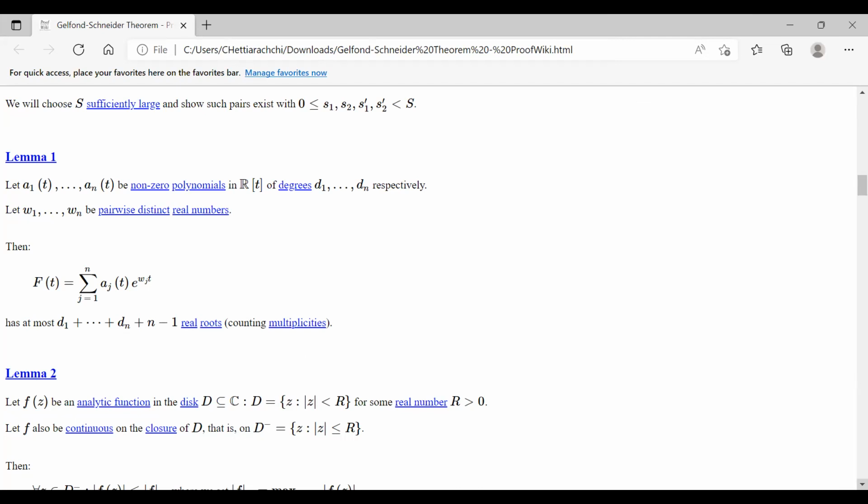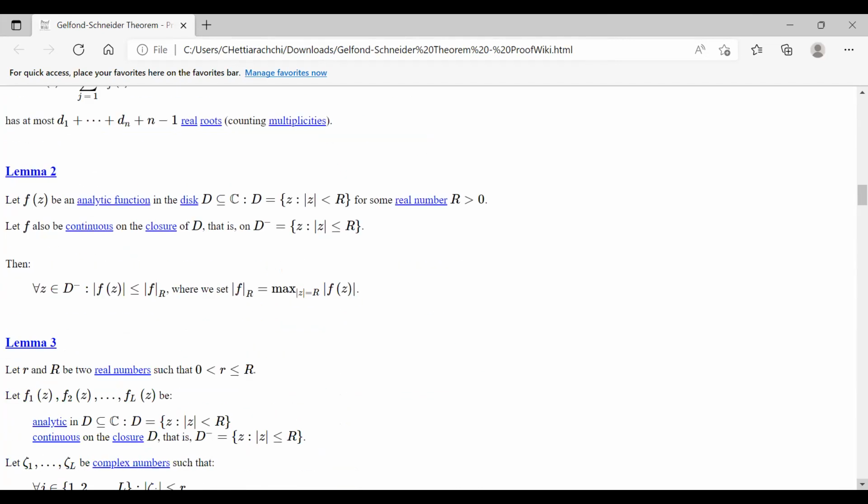That's the first lemma. And the second lemma, I think most of you know that. This is the maximum value of an analytic function. If f(z) is an analytic function in the open disk of radius r for some real number r greater than 0, and if f is also continuous on the closure of the disk, then we know that f will attain its maximum on the circle, on the boundary. This is, by complex analysis, this theorem.